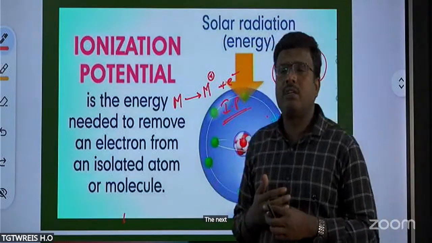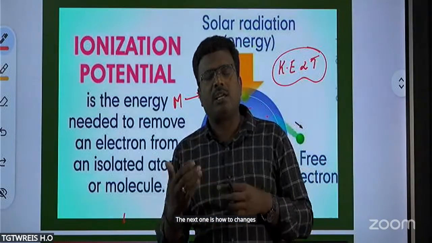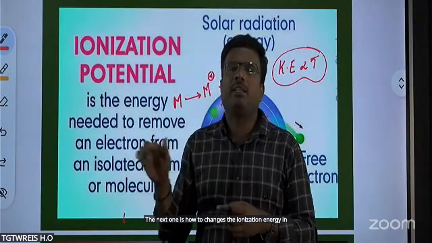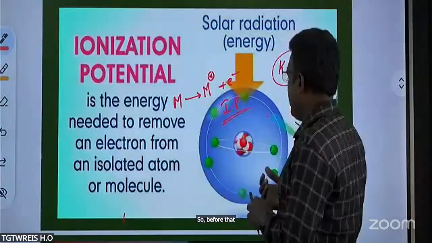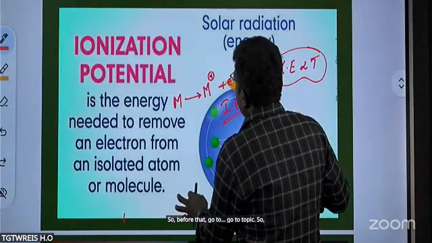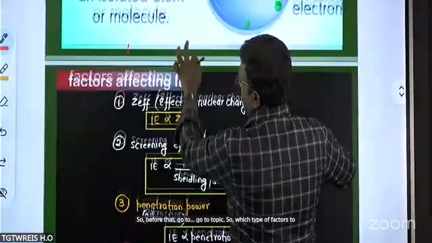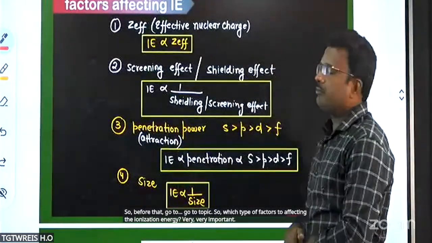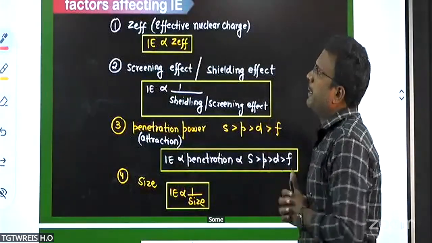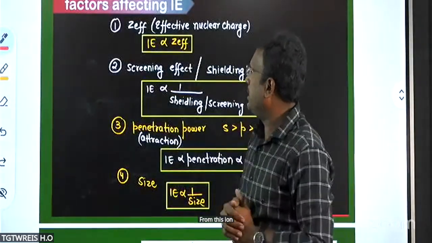The next one is how the ionization energy changes in a group and period in the periodic table. That is very, very important. So before that, go to the topic: which types of factors affect the ionization energy? Very, very important. Some factors affect the ionization energy.